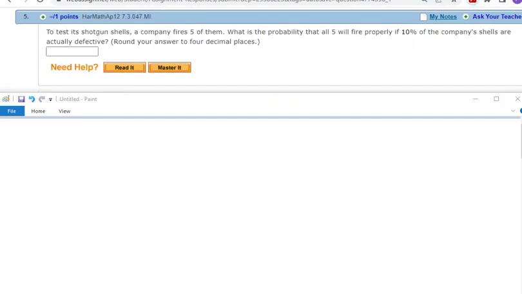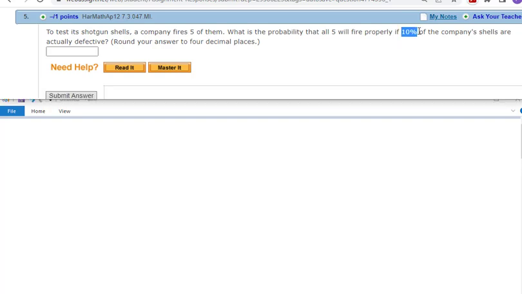In this problem, we're testing shotgun shells, and we're going to fire 5 of them. What's the probability that all 5 will fire properly? So this is now 5 different events happening, and they would be independent. So we're assuming that the outcome of the first shell shot doesn't affect what happens on the second.